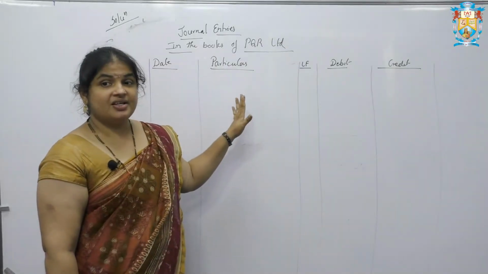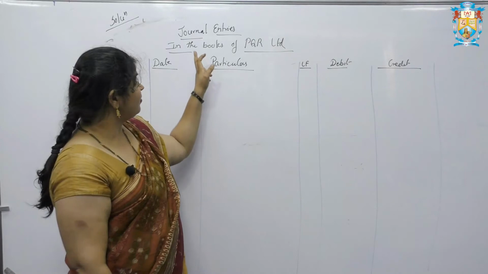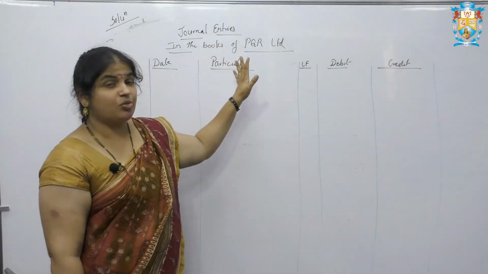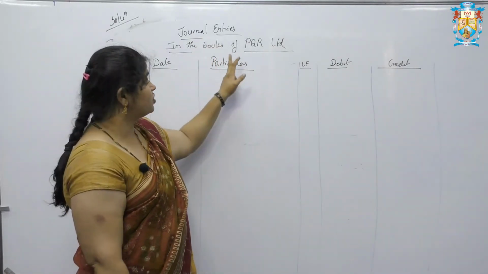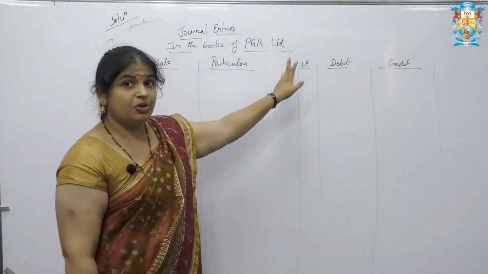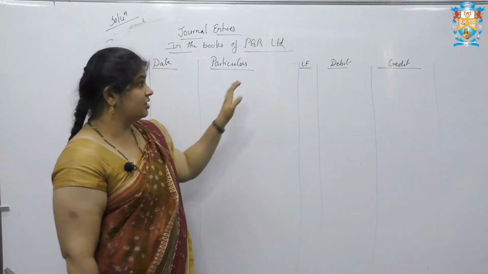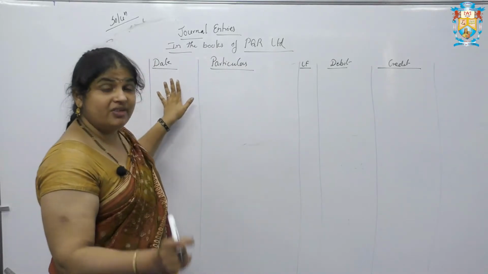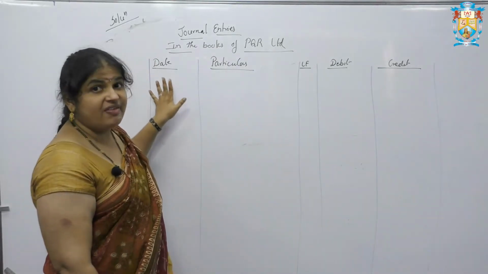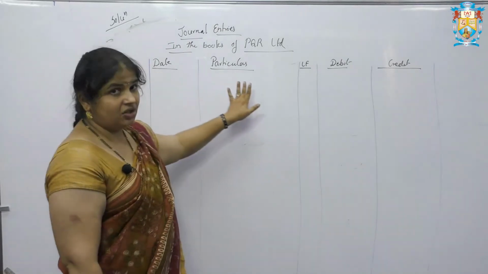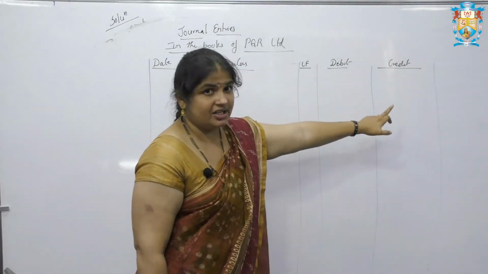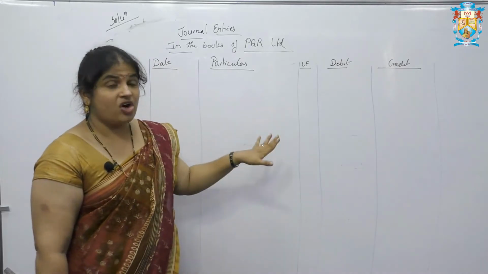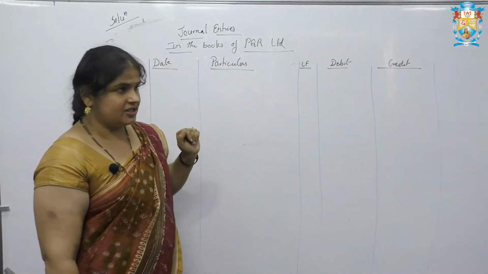So next part is the journal entry. First you have to write the heading properly: Journal entries in the books of PQR Limited. So PQR Limited is the organization. Next let us see the format. Always your first column should be date, even if the date is not given. So you have to specify the date column. Date, particulars, LF, debit and credit. So these are the 5 different columns when we do journal entries.